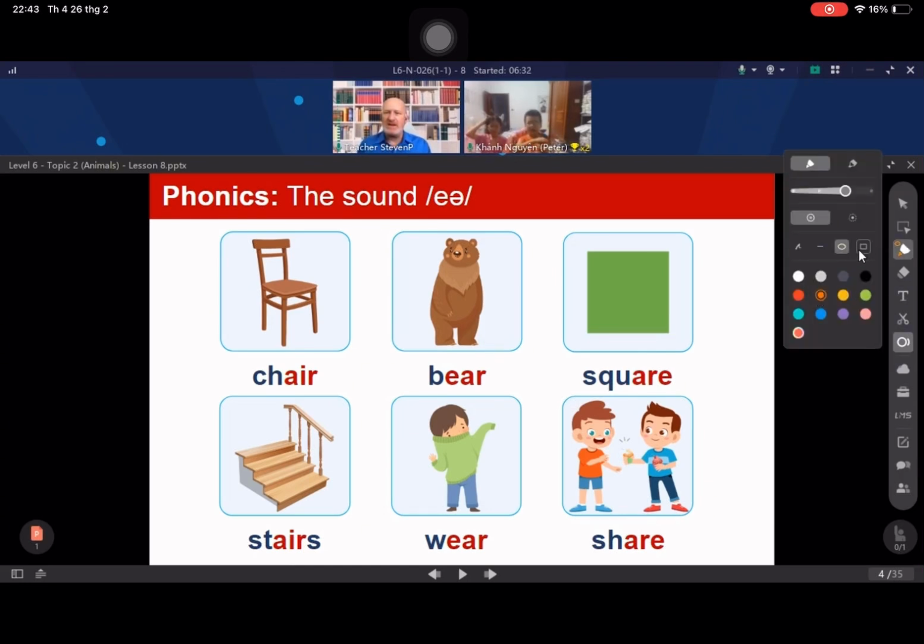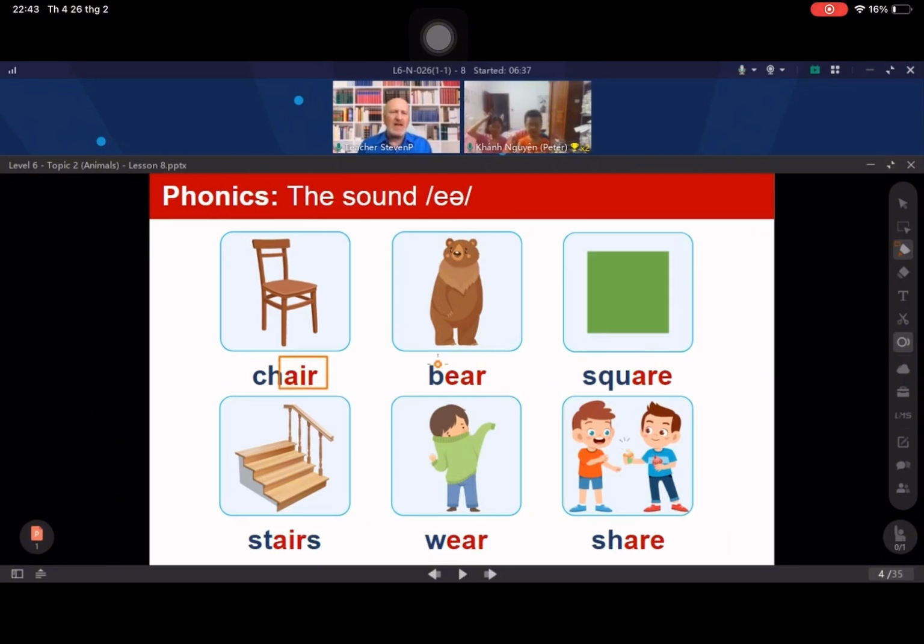Okay, so everyone, can you see there are different ways that we can spell this sound? We can spell the sound A-I-R, E-A-R, or we can spell it A-R-E. Can you see there are three different ways that we can make the air sound? So remember, the sound is the air sound, like chair, bear, square, stairs, where, and share. Okay, so let's have a look quickly and let's see if we can say and circle the words.